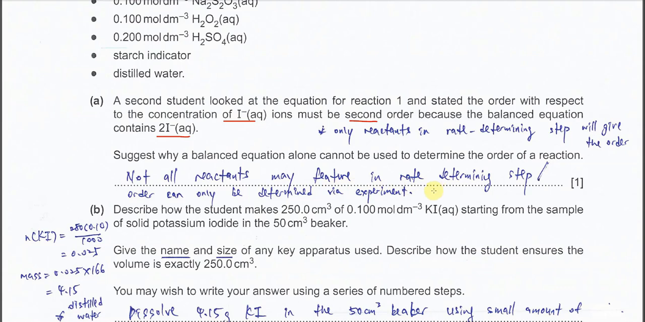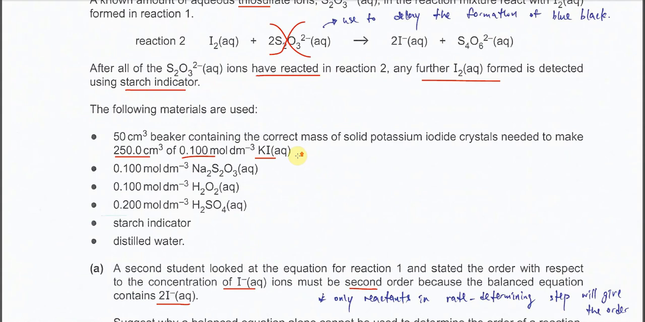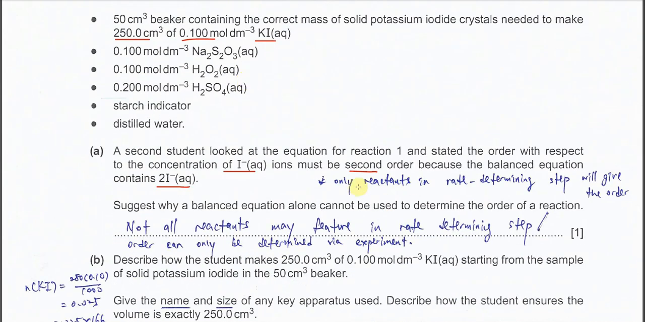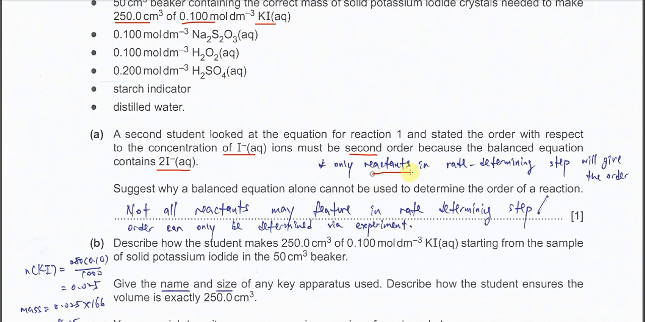Meaning in this reaction, there are 3 reactants. These 3 reactants might not really appear in the slow step or rate determining step. So maybe 1 or 2 reactants here will be involved in the rate determining step. So that's why we cannot just simply say that iodide is second order, right? Again, very important, only reactants in the rate determining step will give the order.